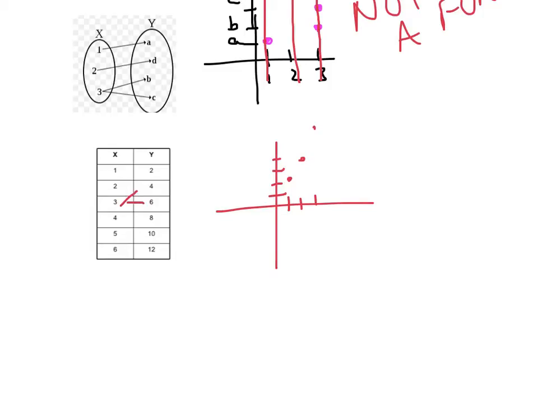Is 3 going to any of the same two numbers? No. 4, 5, or 6? No. So if you were to continue plotting these, I just want to be clear, this one is a function.